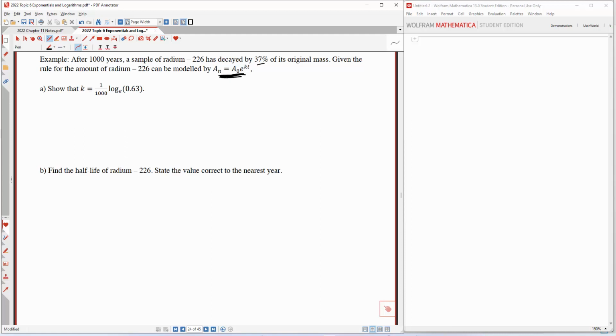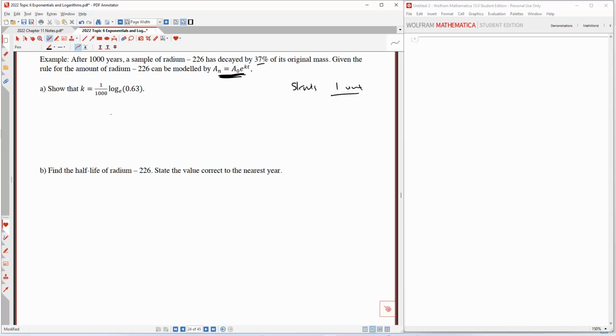What we know is that 37% of its original mass decayed means that it's 63% left over. That means it starts with 1 unit, and that unit after a certain amount of time goes down to 0.63 of a unit because it's 37% less. One of the really difficult things here is that students say they don't know what the initial value is. But we just say that the initial value in this case is 1 unit, which goes down to 0.63.